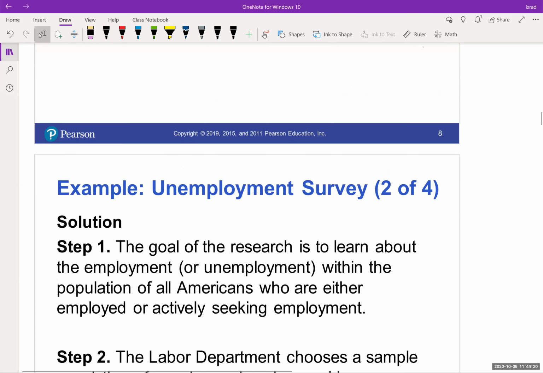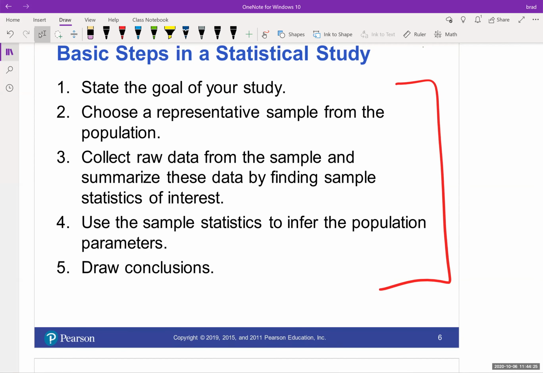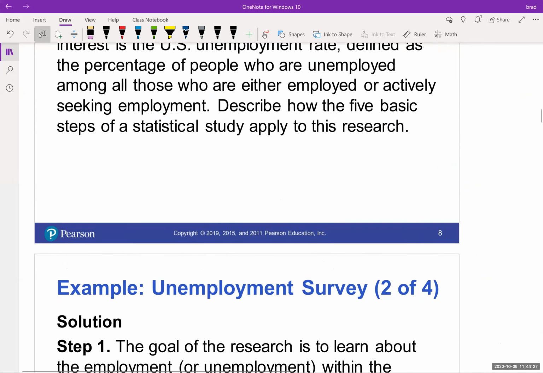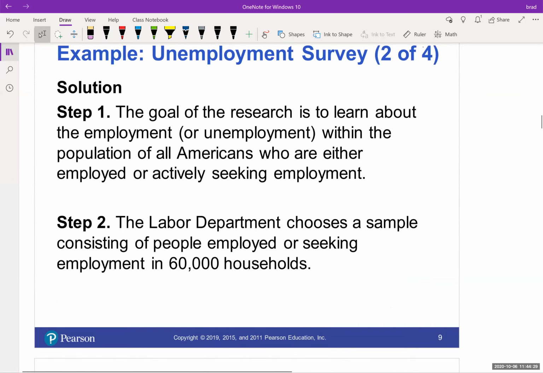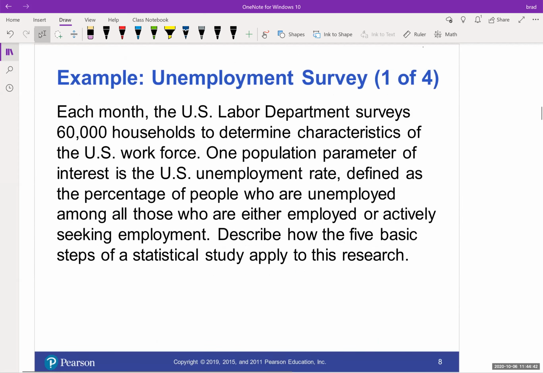Okay. Step 2, let's see what they say about step 2. Choose a representative sample from the population. Okay, so we're going to come over here and say the Labor Department chooses a sample consisting of people employed or seeking employment in 60,000 households. Now, that's obviously not the entire United States, but that's a good sample. Okay, 60,000 is a lot. Now we got to go to step 3.